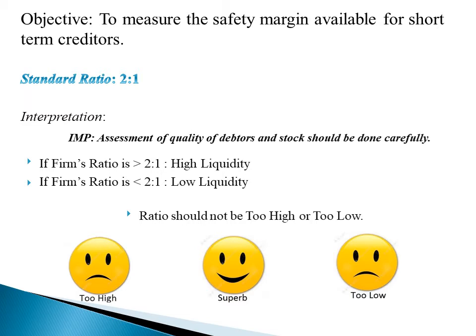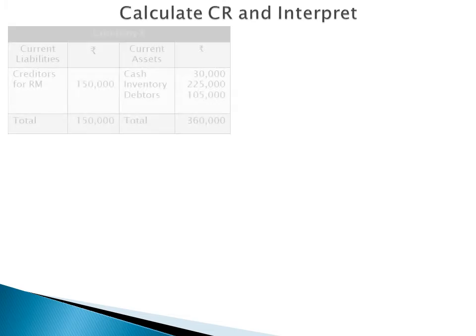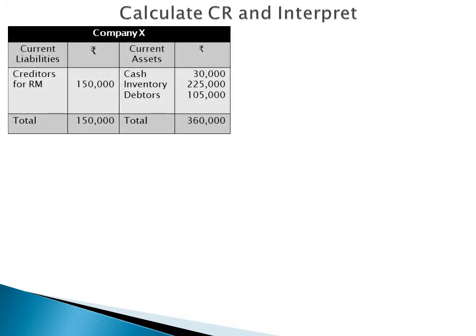Let us now try to solve a few questions and see interpretation. So here I have taken the example of company X. Current liabilities and current assets of company X are mentioned here. Total current liabilities are rupees 1,50,000 and total current assets are rupees 3,60,000. So current ratio is equal to rupees 3,60,000 divided by rupees 1,50,000, which comes to 2.4:1.